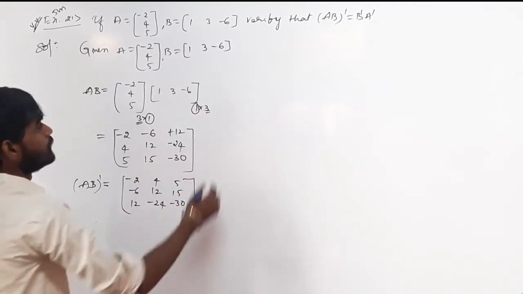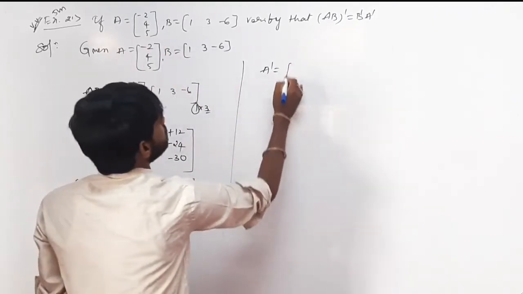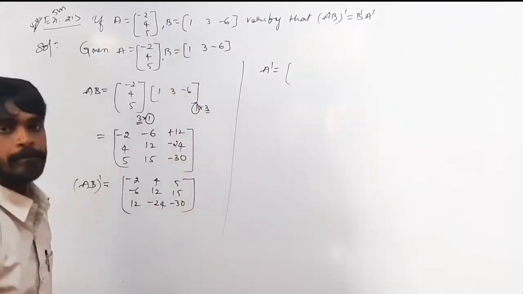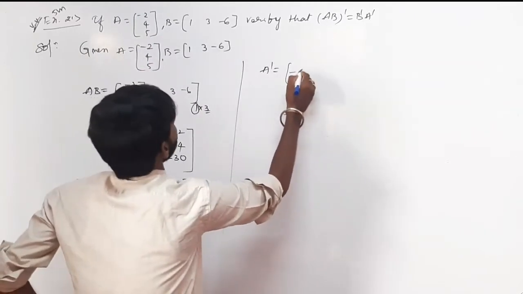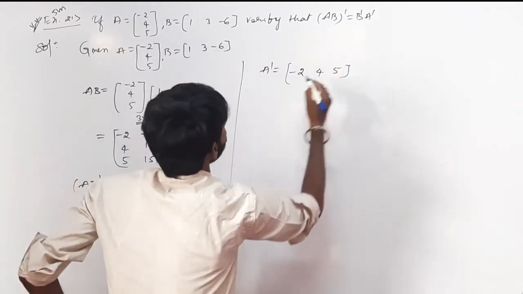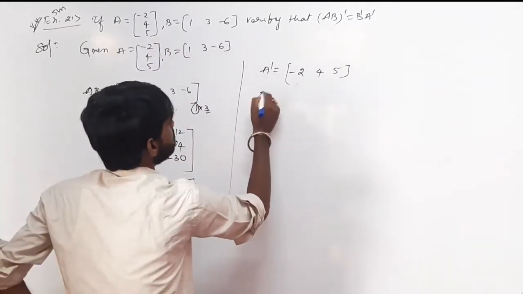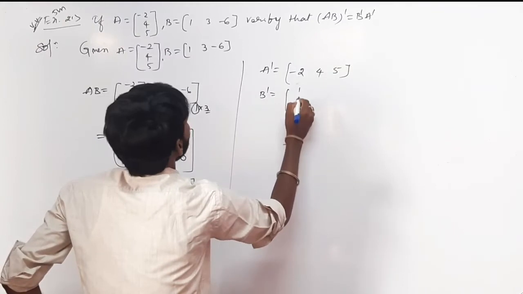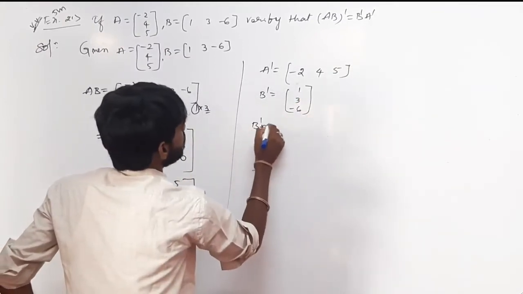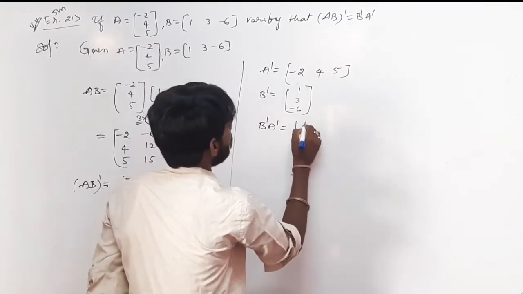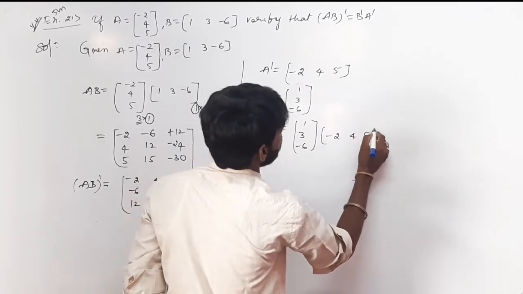Okay, so now we can take B dash into A dash, the transpose of the A matrix. So here the A matrix is in a column, only one column, so in a row that is minus 2, 4, 5. Next, the B matrix is in a row, so in a column, that is B dash is equal to 1, 3, minus 6. Now we can multiply B dash into A dash, where B dash is 1, 3, minus 6 and A dash is minus 2, 4, 5.